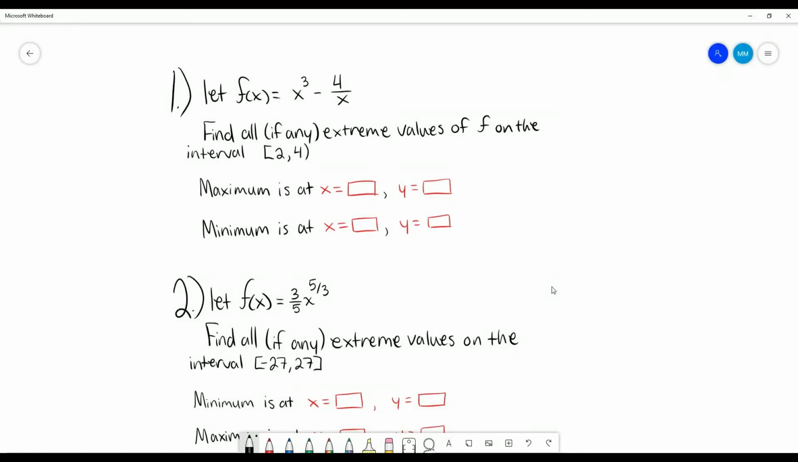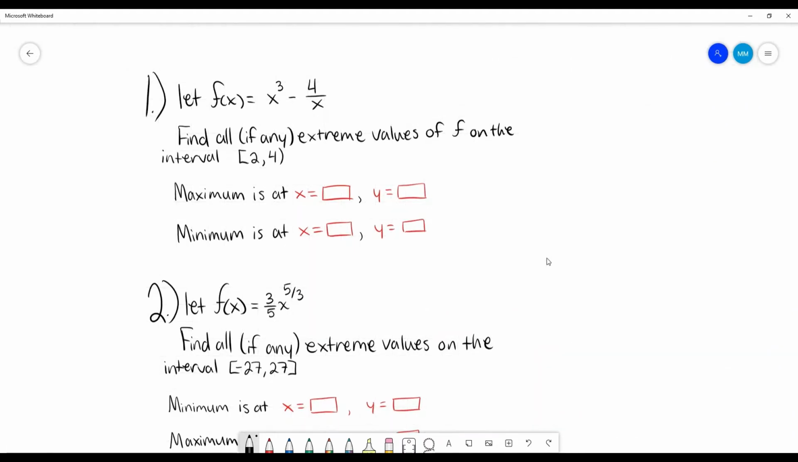So I think this is problem set 12. And we've got all of our questions set up here, ready to go. So let's go ahead and get started.